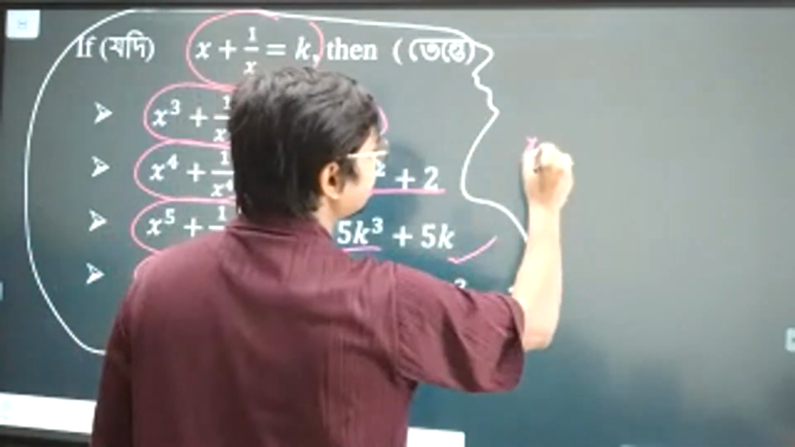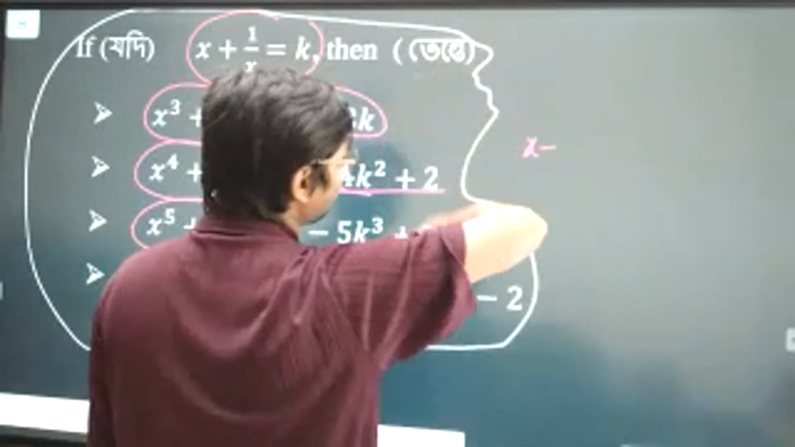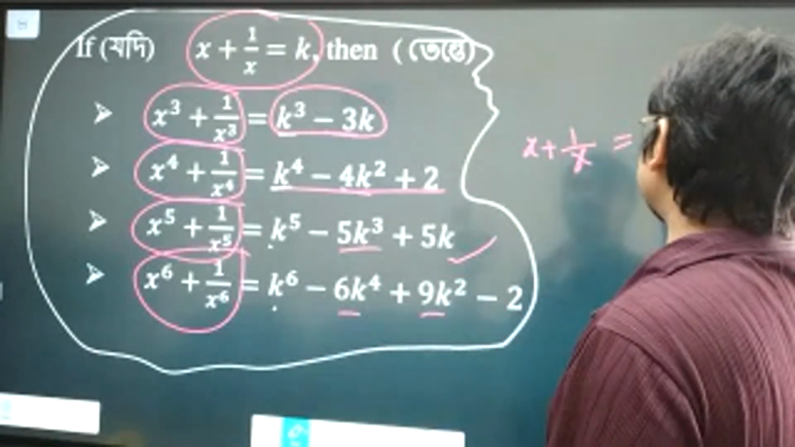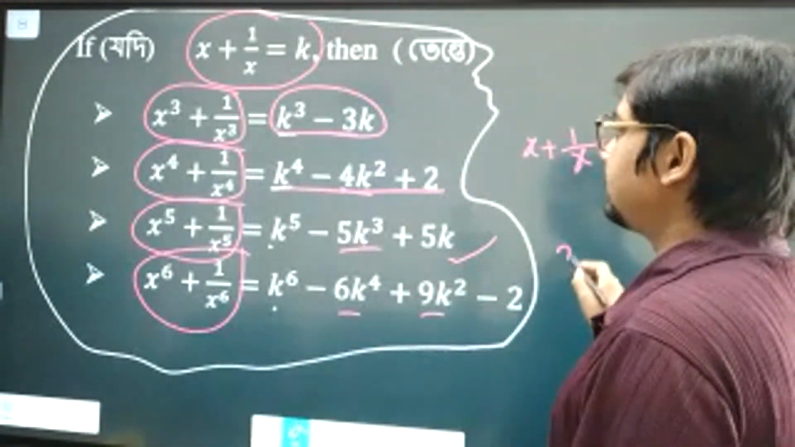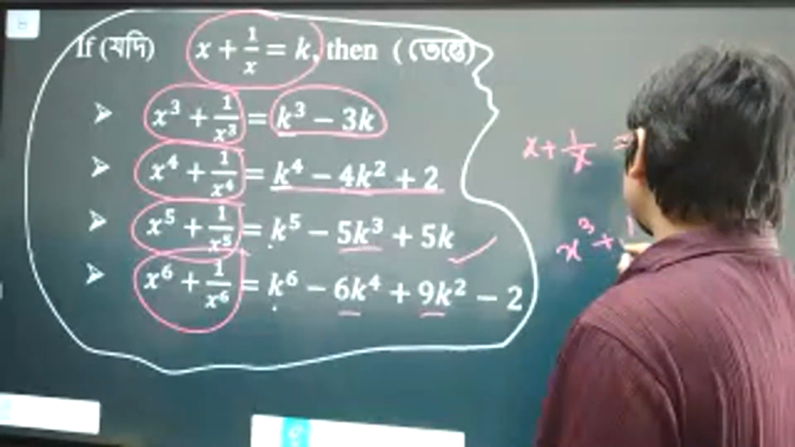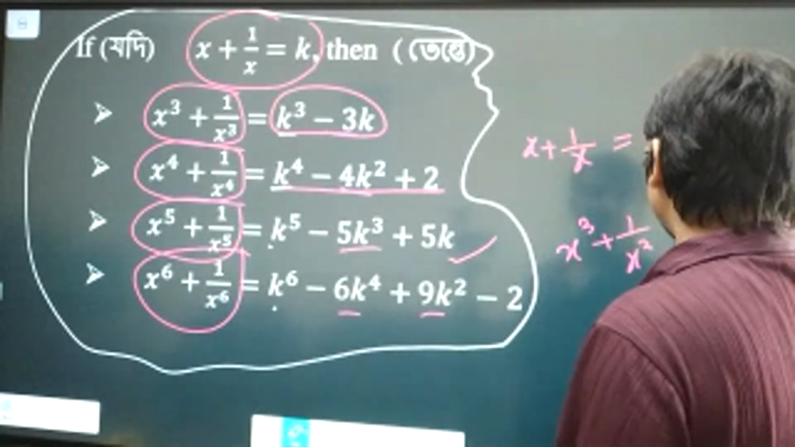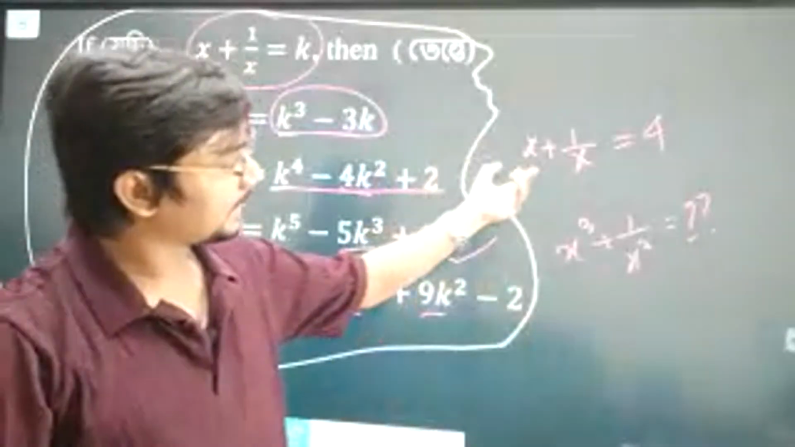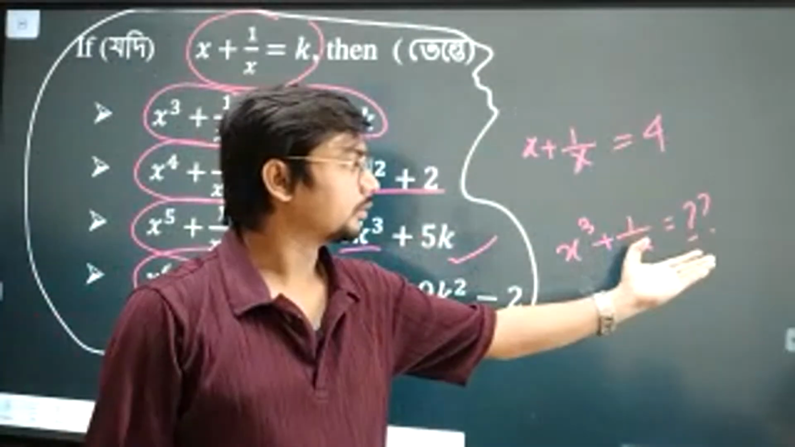Suppose they give this type of question: suppose x plus 1 upon x is 4, then we need to find x cube plus 1 upon x cube, what will be this value? This type of question they will ask, right? If x plus 1 upon x is equal to 4, then what will be this value?